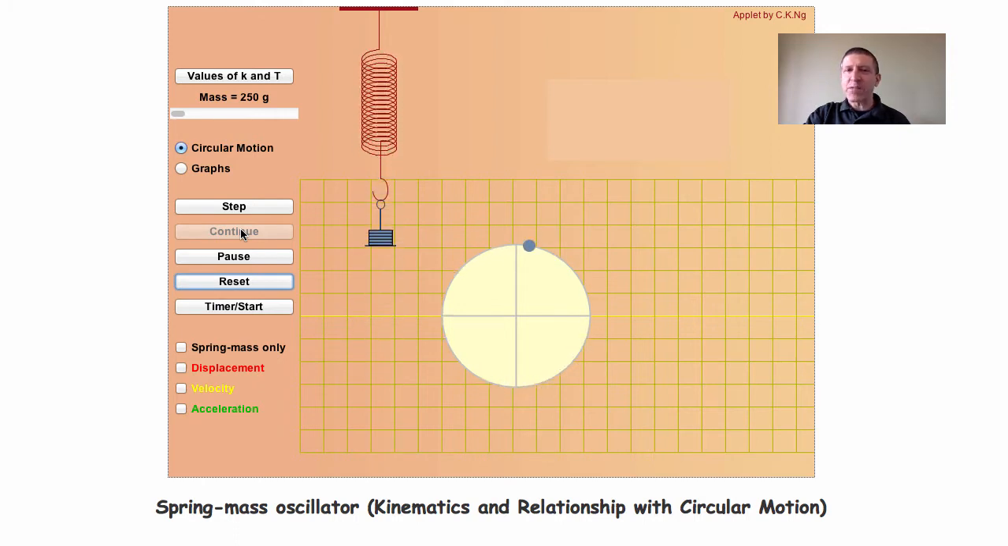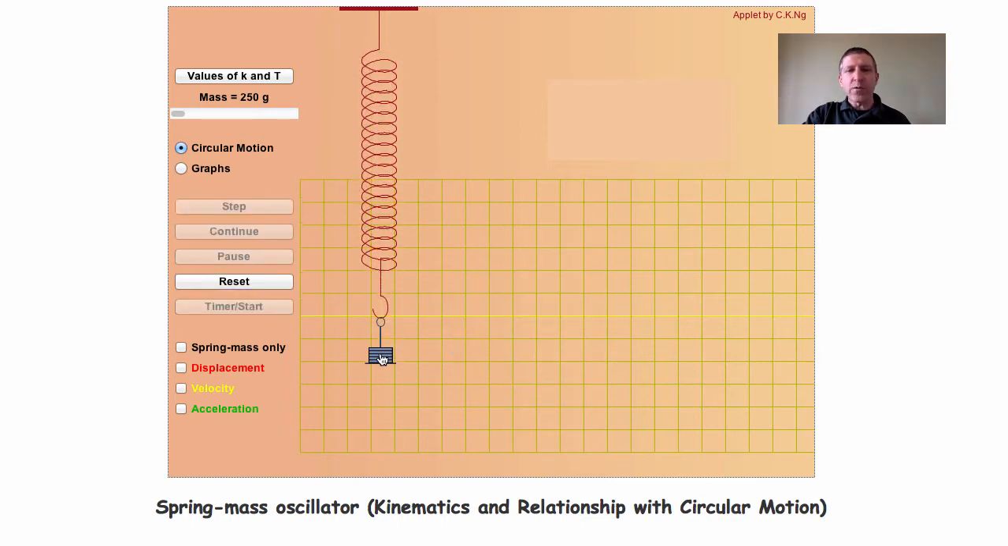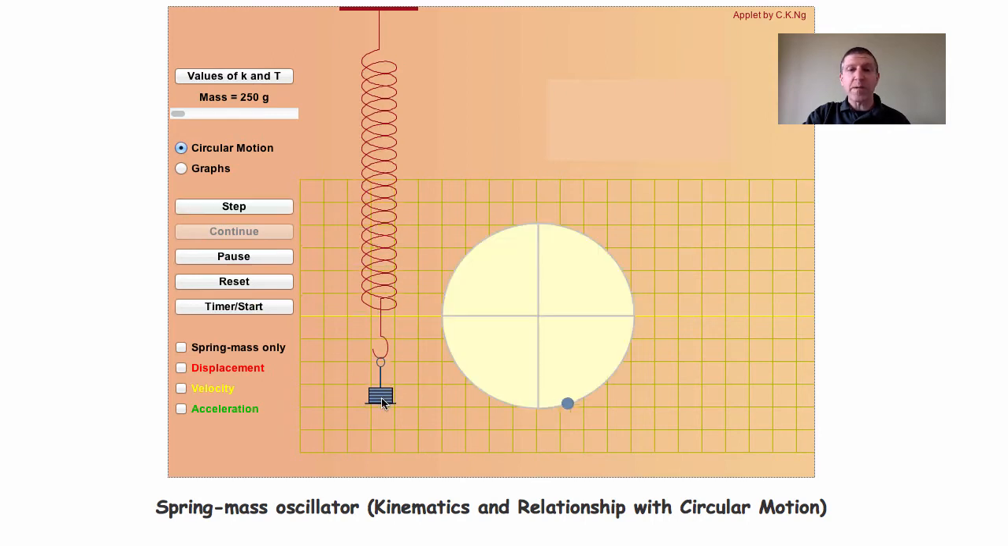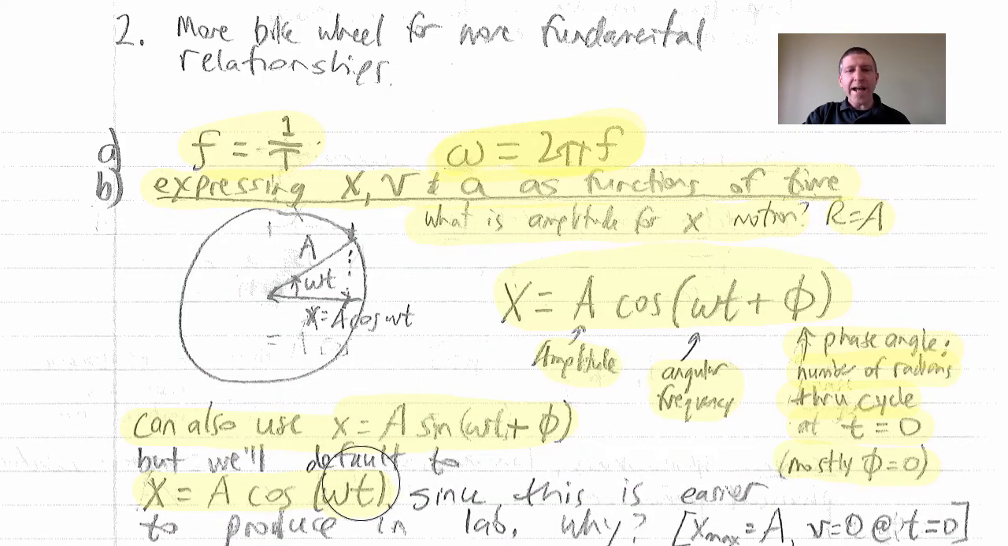That's really hard, to shoot it with an exact speed when it's at the equilibrium point. It's much, much easier to pull it down to just a known distance, which will be our amplitude, our maximum displacement, and just let it go from there. So that's why we prefer to use cosine omega t, because it's easier to produce in the lab. So notice that if we use the cosine function, our maximum value is A, it's easy to see, and v will be equal to 0 at time equals 0. So that's easy to produce in the lab.